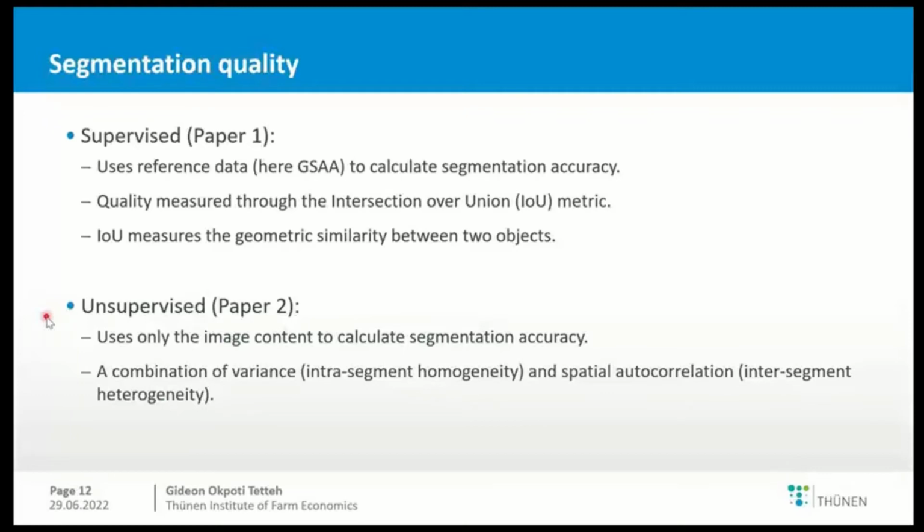Now, the second approach is to do it unsupervised. Here there's no reference data, so what you have to do is to use the image content to measure the level of accuracy of the segmentation. Here I use a combination of variance, which I use to measure the intra-segment homogeneity, and then spatial autocorrelation, which is used to measure inter-segment heterogeneity.